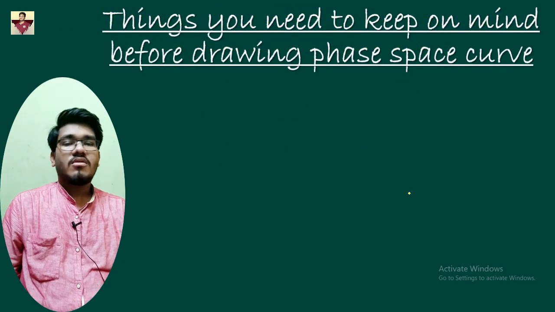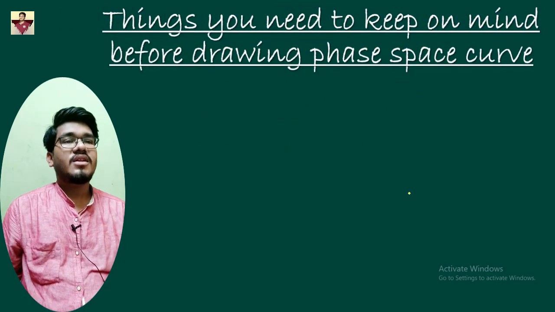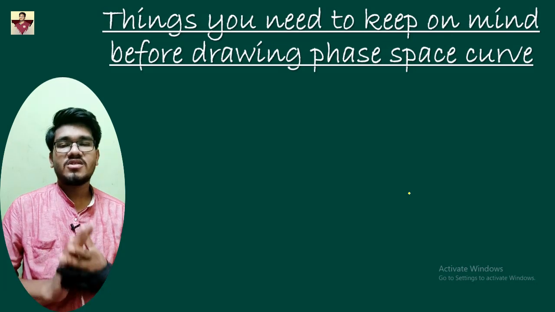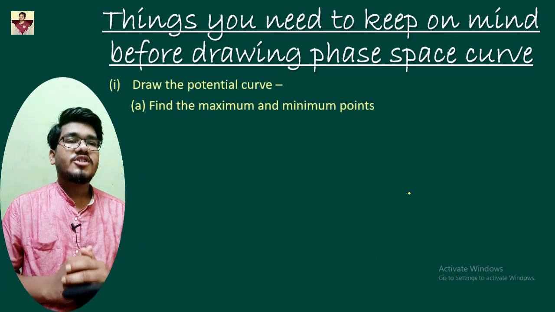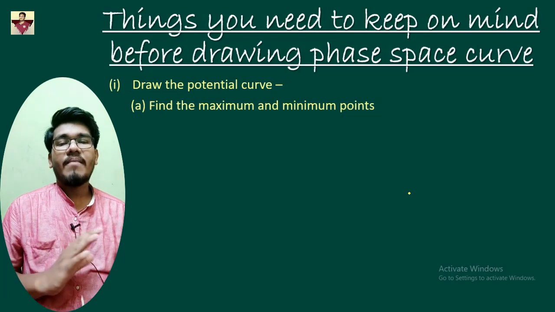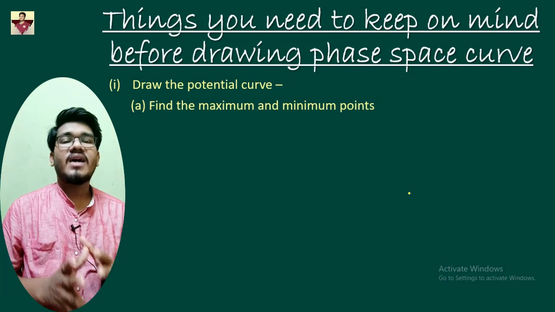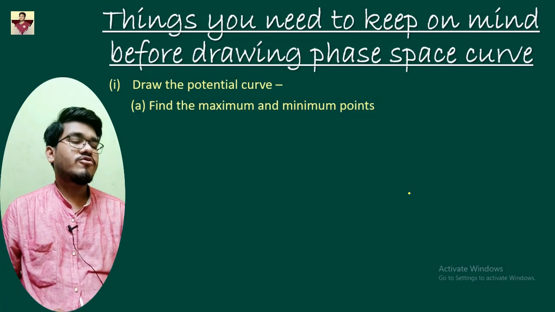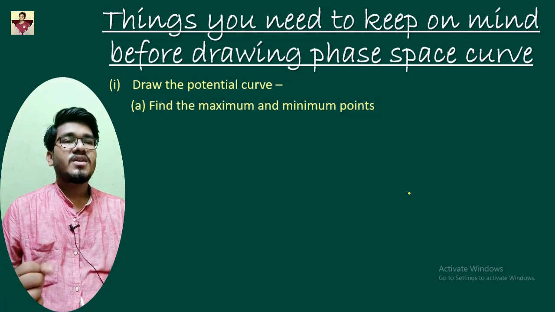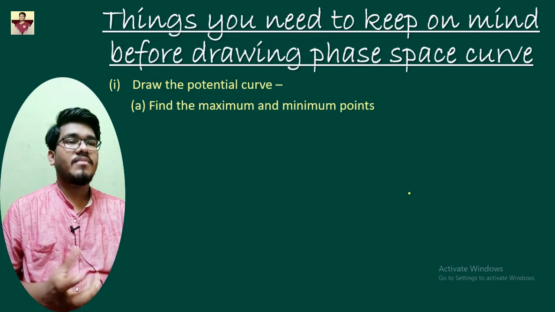Then there are some things that you need to keep in mind before drawing a phase space curve. So what are those things? First of all, when you have been given a potential or asked to draw the phase space trajectory, you need to know how to draw that potential. So you will need a basic idea of how to plot a graph.